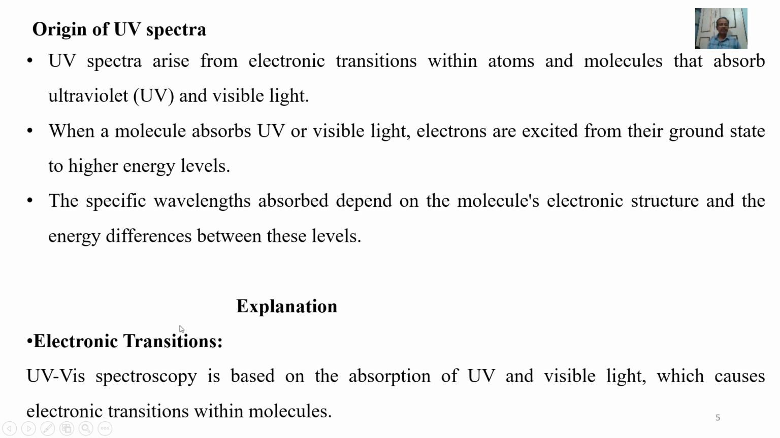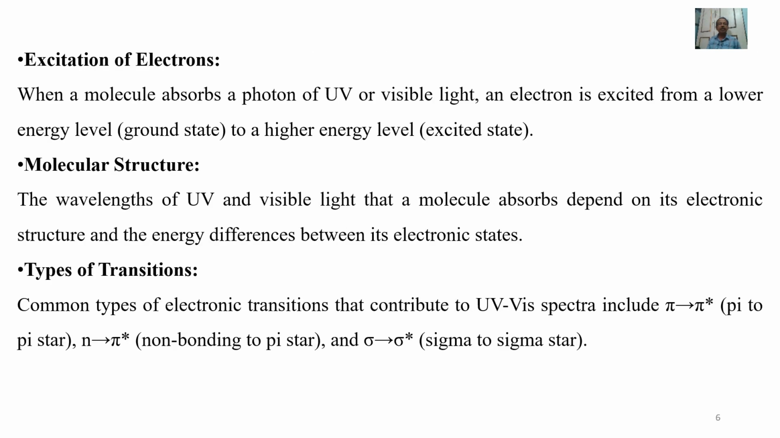Explanation. Electronic transitions. UV spectroscopy is based on the absorption of UV and visible light, which causes electronic transitions within molecules. Excitation of the electrons: when a molecule absorbs a photon of UV or visible light, an electron is excited from a lower energy level, that is the ground state, to a higher energy level, that is the excited state. Molecular structure: the wavelengths of UV and visible light that a molecule absorbs depend on its electronic structure and the energy differences between its electronic states.